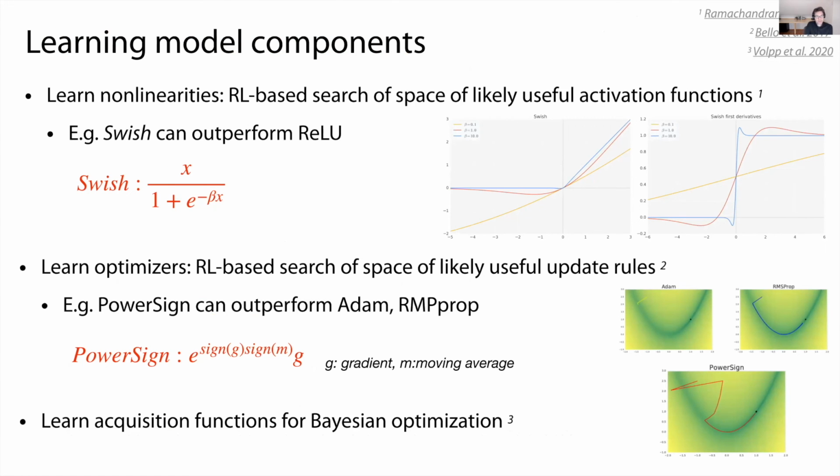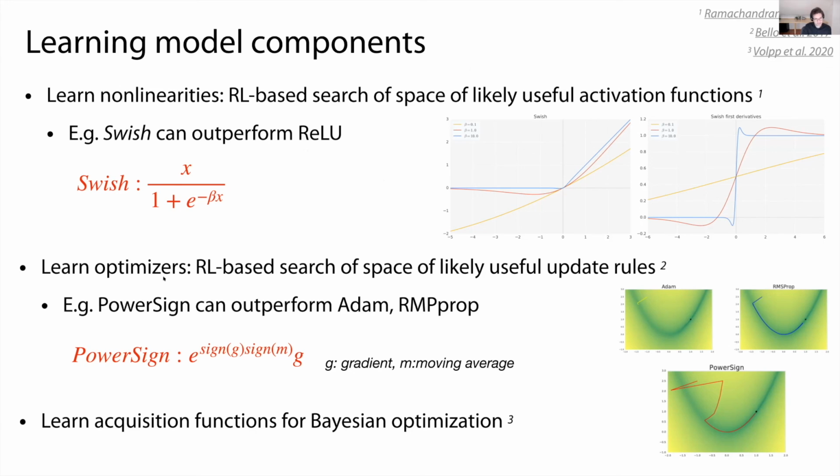You can also learn model components. Like you can actually learn nonlinearities like activation functions. In this work, they used a reinforcement learning based search over a space of likely useful activation functions. So they did things like having, in this case, a logit function, multiplications, sine waves, whatever. So they built a search space of possible functions, and then they searched that to see which activation function actually performs well on a group of tasks. And there are some interesting results there. For instance, they discovered this Swish activation function, which has been shown to outperform ReLU on this group of tasks that they had.